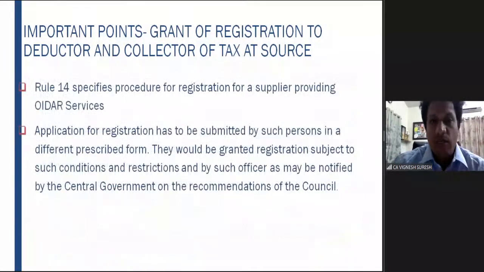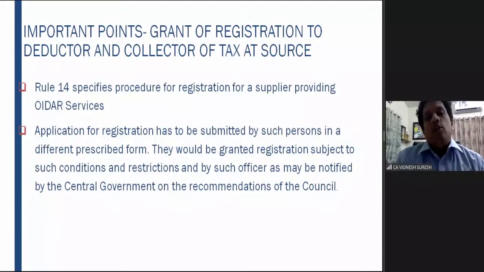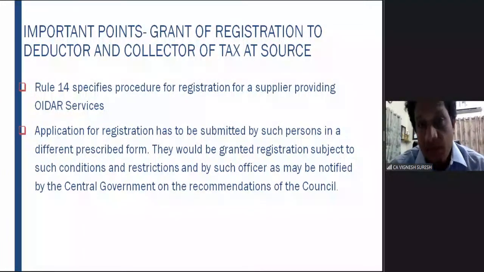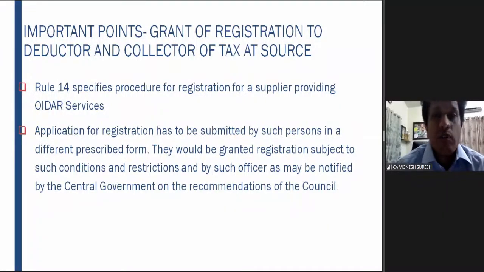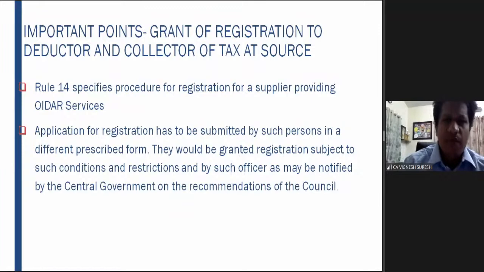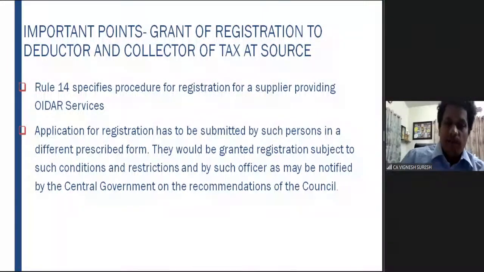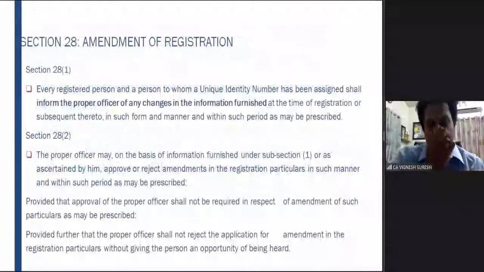Cancellation will be communicated electronically, and all the procedure for cancellation of registration shall be followed by the respective officer. Rule 14 talks about the registration of a supplier who is providing the OIDAR services. OIDAR services, as we discussed again in the previous session, are online information database access and retrieval services. This is provided by a non-resident person to an unregistered Indian recipient. Example, as I told you last time, is a download of some Adobe softwares or any other softwares for that matter. The application for registration in a different prescribed form is there. Registration will be granted as may be notified by the government and the council.